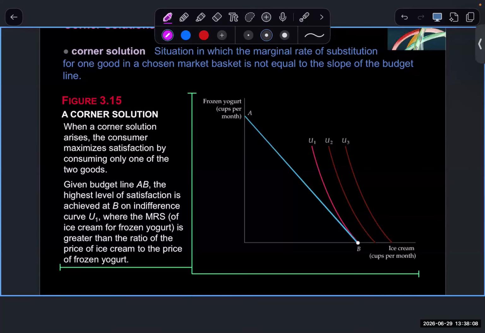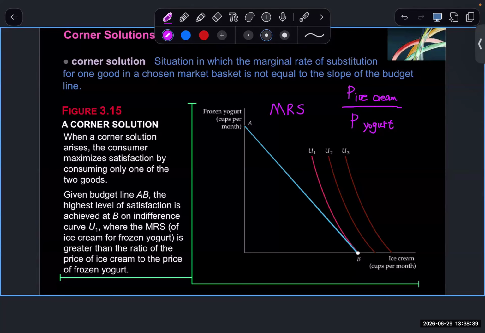For corner solution, the MRS and the price of ice cream, the price ratio, what is their relationship? At the optimal, MRS equals the price ratio, right? But here is corner solution, which means MRS, which one is higher, MRS or the price ratio? Any idea?